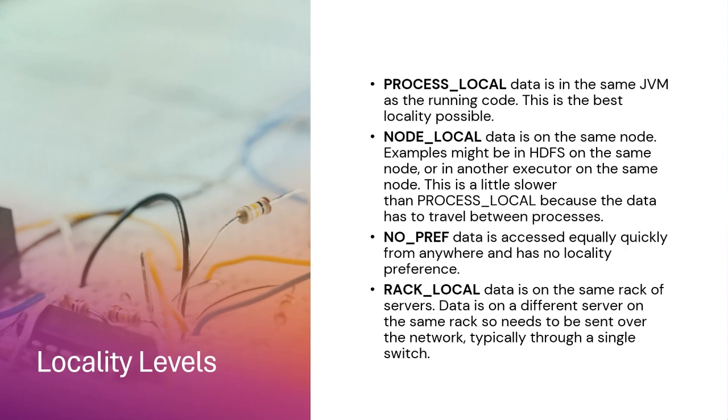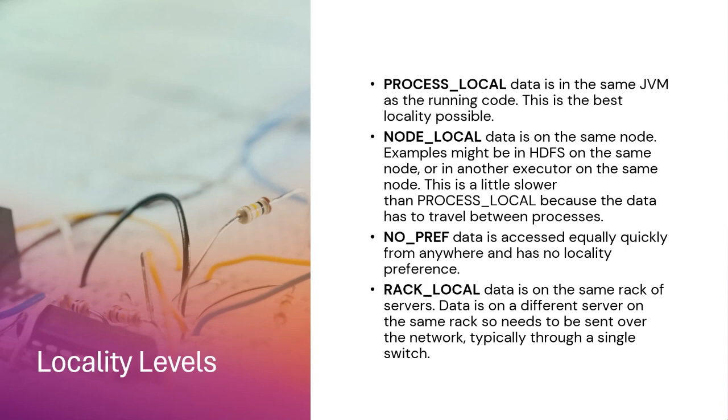So node local is the ideal situation where the code and the data are on the same node. It is a little bit less efficient than process local, but still it is good unless you actually bring in data from multiple nodes. The other is no pref, which means that the data is accessed equally quickly from anywhere and has no locality preference. So we have not set any preference because we know that we can access the data quickly.